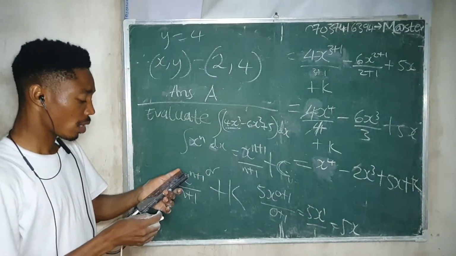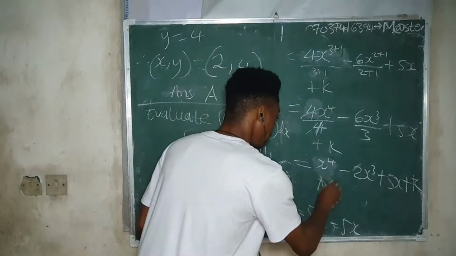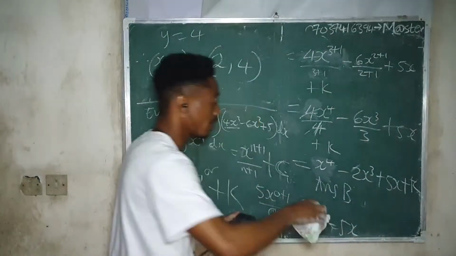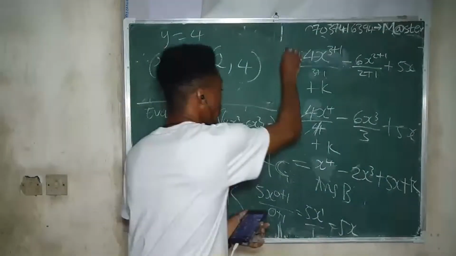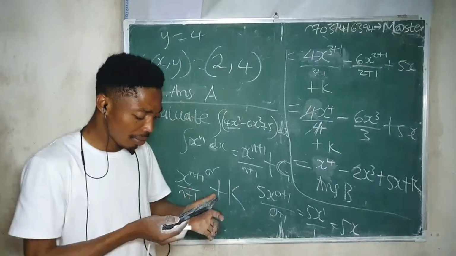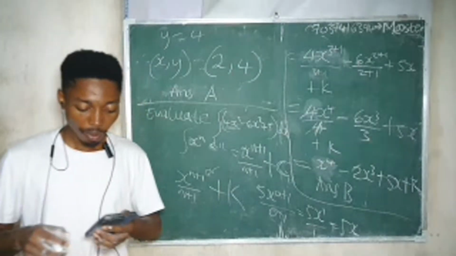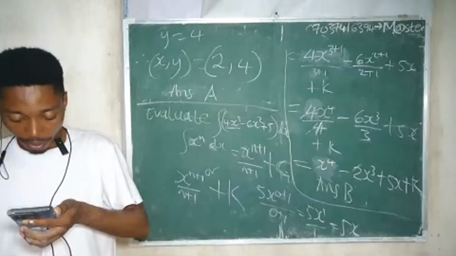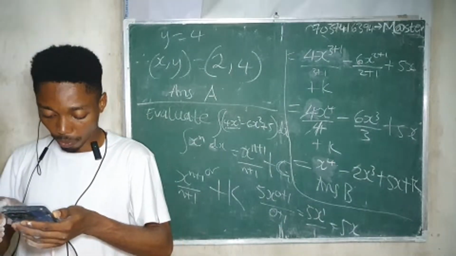All right, so the correct answer is B. If the answer is there for you in the options, you can see it. The correct answer is B, minus 2x cubed plus 5x plus k. The options use C. You can decide to use C, you can decide to use K, any one you decide to use. All right. Are we still there? Is there any question before we proceed?